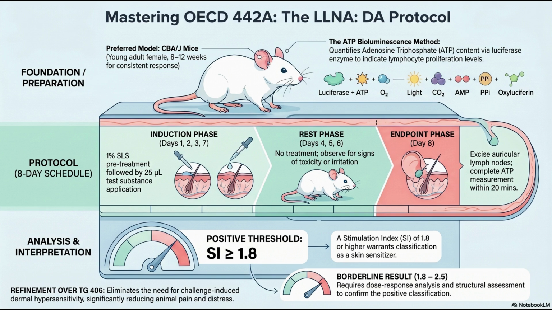Fourth, the scoring metric is the stimulation index, or SI. An SI of 1.8 or higher classifies the substance as a positive sensitizer, while an SI between 1.8 and 2.5 requires rigorous cross-referencing against other data points. Fifth, be hyper-aware of the assay's limitations. Wholly aqueous vehicles are forbidden due to skin surface tension. Chemicals that degrade ATP will cause dangerous false negatives. And excessively irritating chemicals, which is determined by a 25% increase in ear thickness, will trigger false positives. And sixth, harvest day is a strict race against molecular degradation. Laboratories have a maximum of 20 minutes from the excision of the nodes to the final ATP measurement.